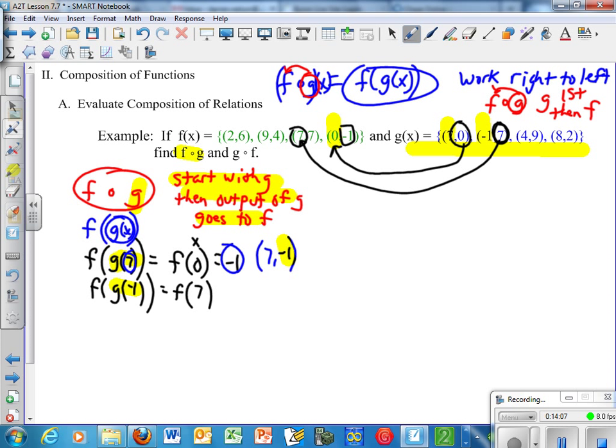We'll talk about what happens if there isn't one over there of that value, but 7 goes to a 7. So in effect, the coordinate would be, what value did I stick into g first? -1. That outputted a 7. So f of g of -1 is a 7. -1 went to 7 in g, 7 goes to 7 in f, so we went from -1 to 7. Now I'm going to do f of g of, go to your next x value, which is 4.